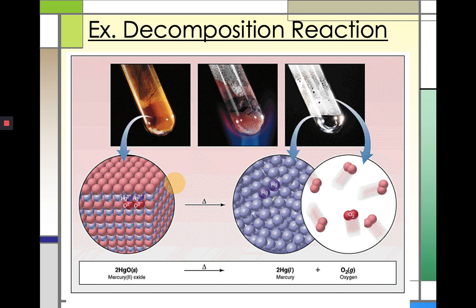Another example of a decomposition reaction is the decomposition of mercury(II) oxide. If you add heat to it, you will end up with the silver-colored element here, which is practically your mercury, and then you also have your oxygen gas.